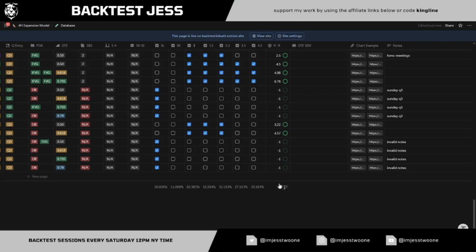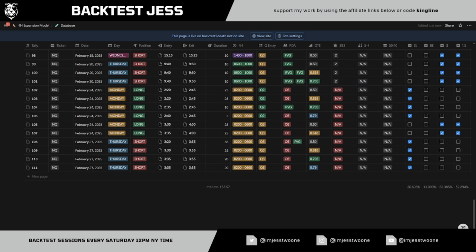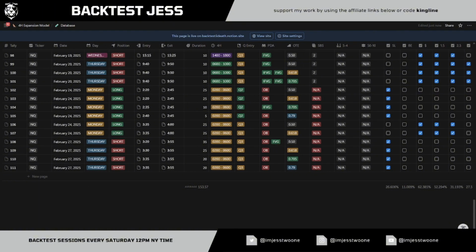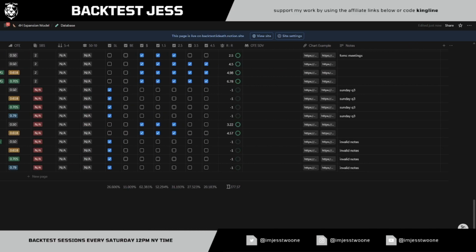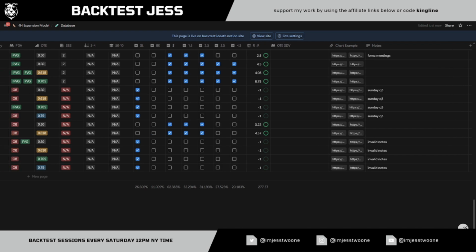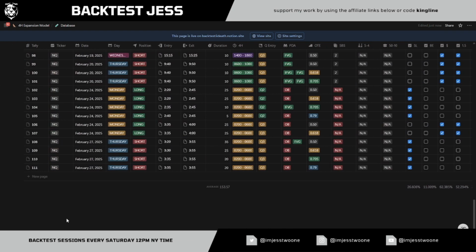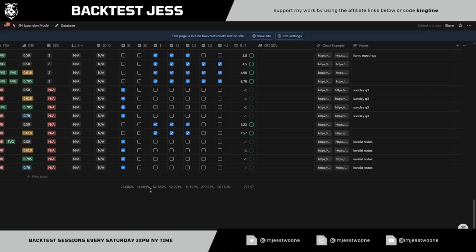sum. So the model over 2 months, because we started at January 1st, has yielded 277 R. So I think that's pretty good for 2 months. But again, if we're just looking at win rate alone, 62% win rate at 3R on average, or 2.5 R on average. That is a phenomenal stat. That is an absolutely phenomenal stat.